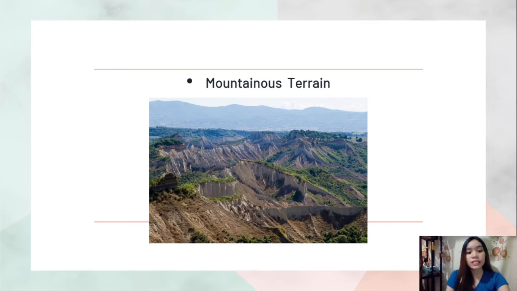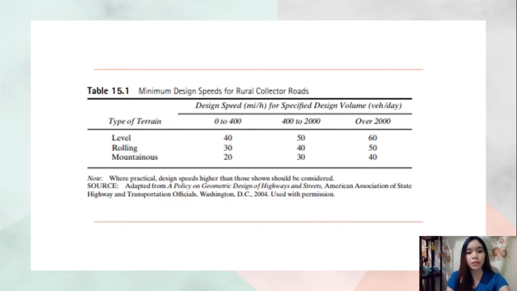So the design speed selected should be consistent with the speed that motorists will expect to drive. This is the minimum design speed for rural collector roads. Look here at what type of terrain: for level, 40, 50, and 60; rolling, 30, 40, and 50; and mountainous, 20, 30, and 40.